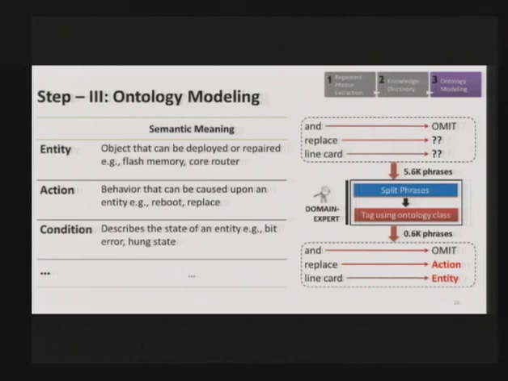Let me summarize. In the first step, we extracted frequently occurring phrases. Now in the second, we figured out which of these phrases are important in the current domain. And finally, in this step, we tagged each of these domain-specific phrases with a class label that we use to make some inference. Let me put all of this together.